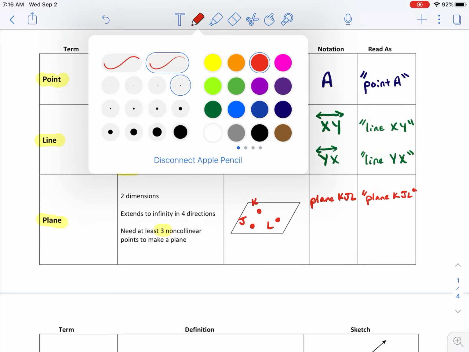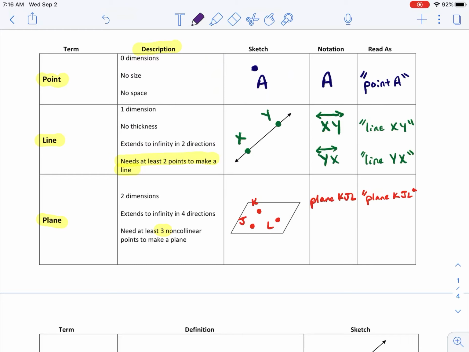There is one other way we can name a plane. I'm going to switch colors so you can see a little bit better. Sometimes you'll see a capital letter up top. If you see that capital letter in the top right corner, that means it is naming the plane. So I could also just say plane A.